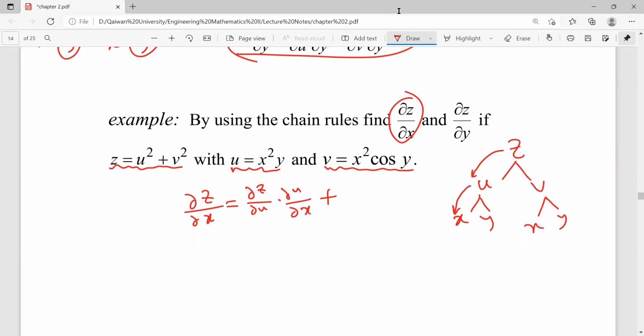Okay. Plus partial z by partial v times partial v by partial x.